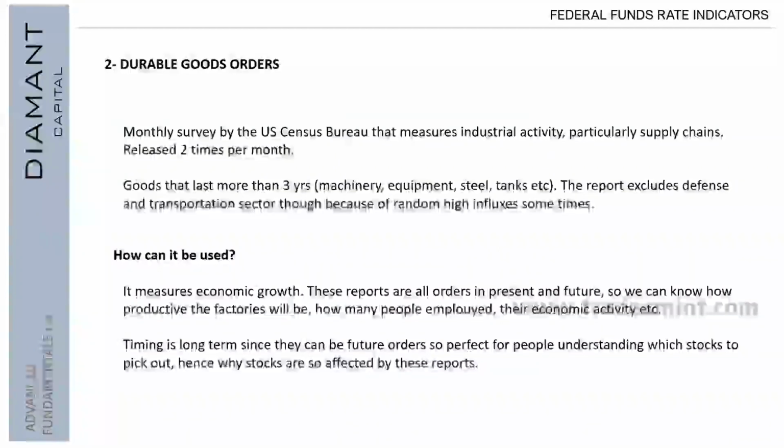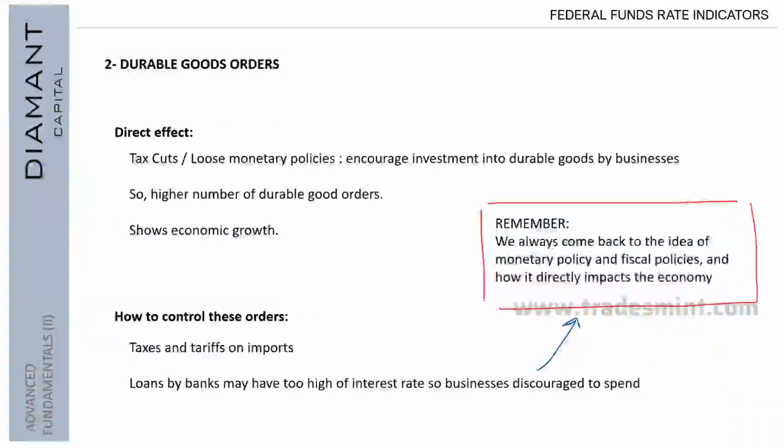If you're looking at certain stocks where they deal with a lot of production, a lot of machinery, perhaps there's a lot of steel inside there as well, with that stock, I would honestly recommend to always look at these durable goods orders because it's going to be so influential, especially with the stock prices and where you see it going in the future. So the direct effect that it's going to have: tax cuts or loose monetary policies encourage investment into durable goods by the businesses. So a higher number of durable goods therefore shows economic growth.